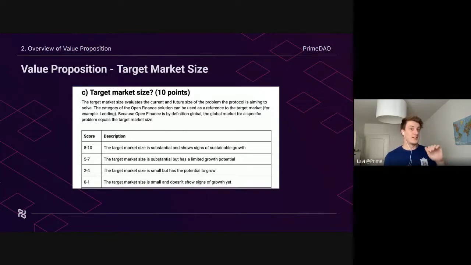And also, does this market show any potential of growth, or is it maybe going down? Are people still excited about it? Are people still investing in it? Obviously, market cycles play a big role in here too, so you need to take that out of your calculations. But in general, you can look at things like TVL, user numbers, and compare this to traditional finance.